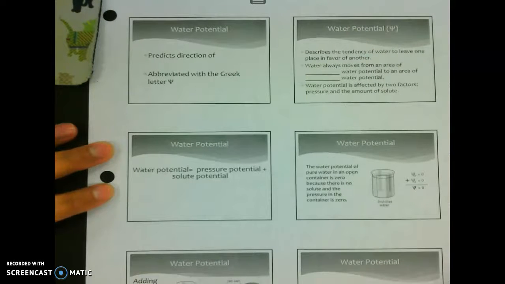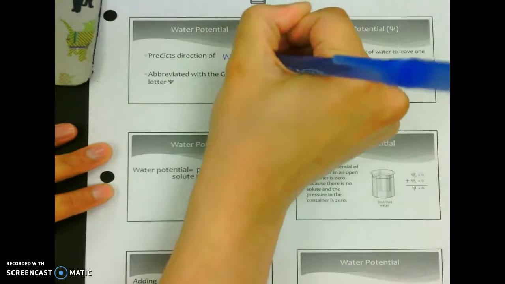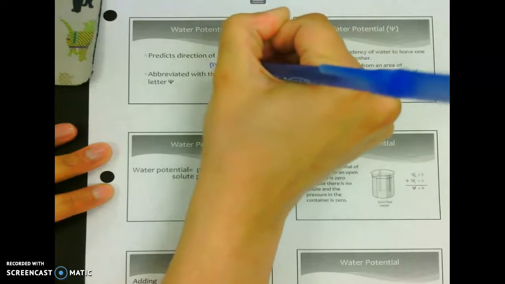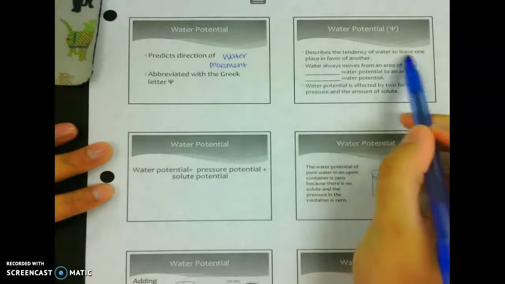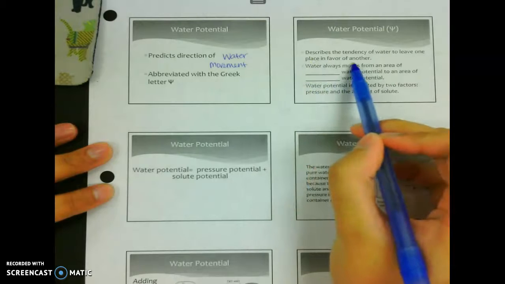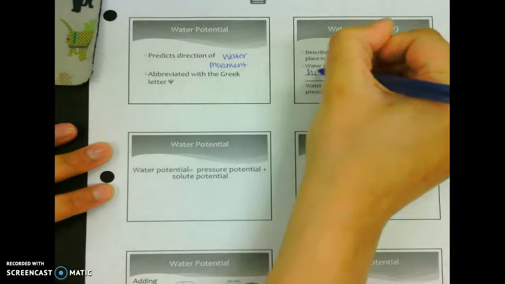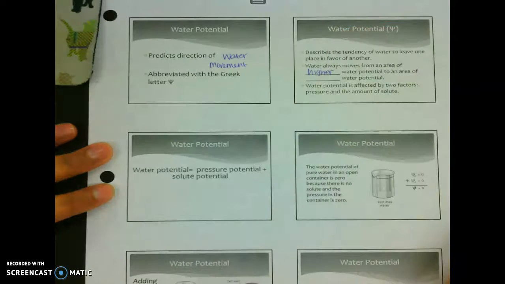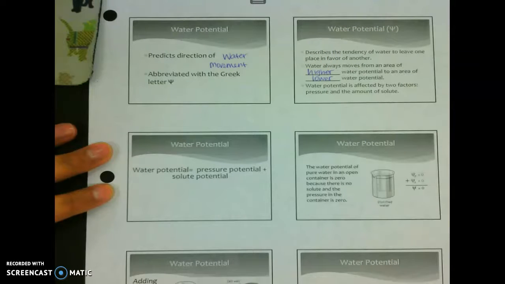Hi everyone, today we're going to talk about water potential. Water potential is going to predict the direction of water movement. So we're going to be looking at which way water is going to move in different scenarios. It describes the tendency of water to leave one place in favor of another, and water is always going to move from an area of higher water potential to an area of lower water potential.